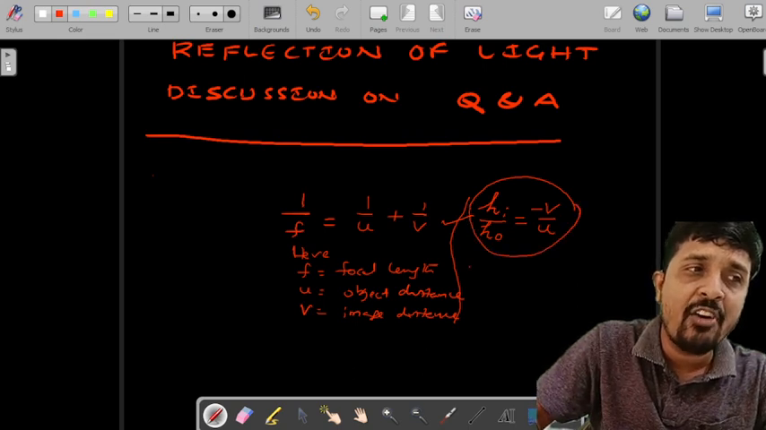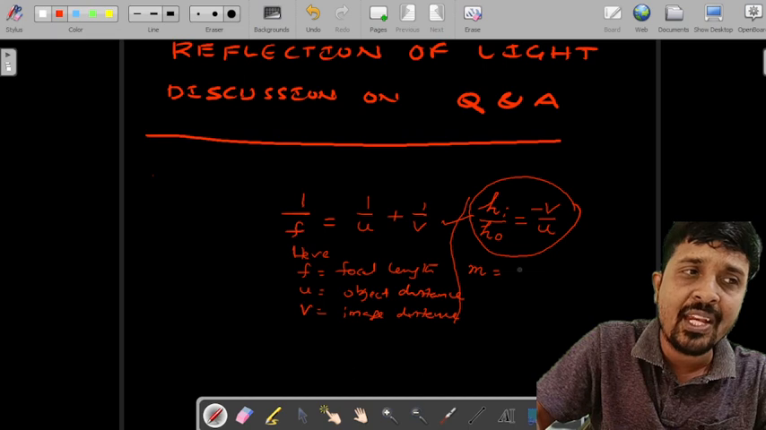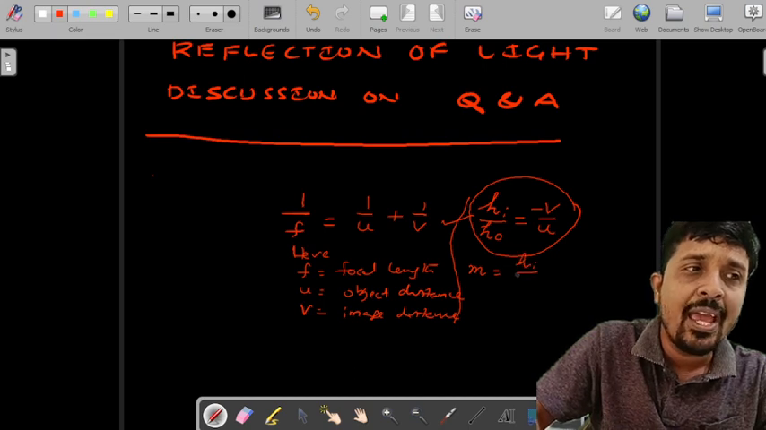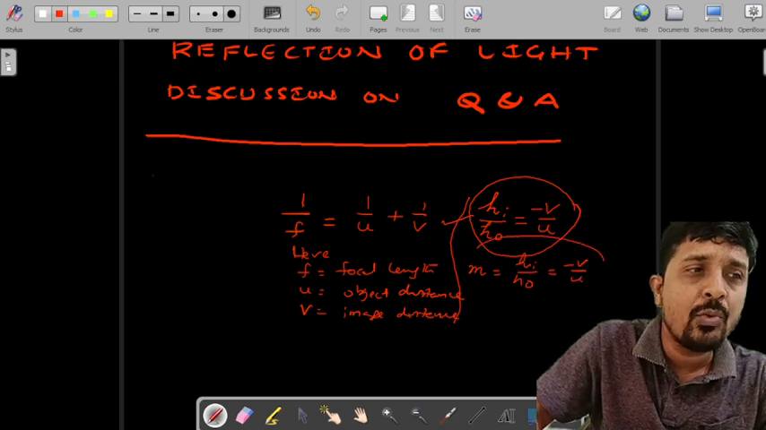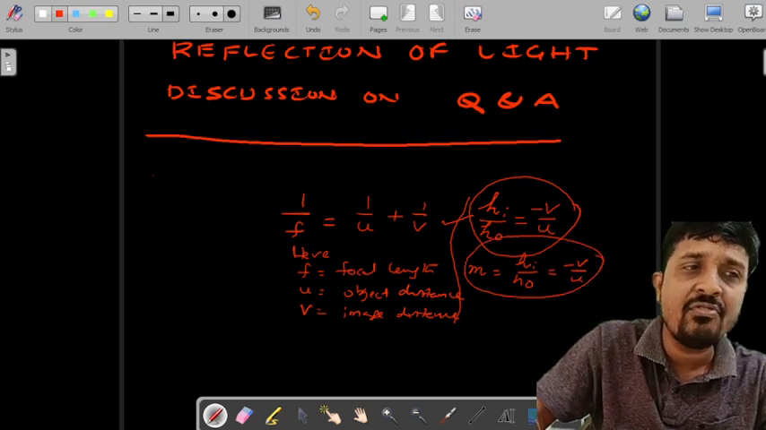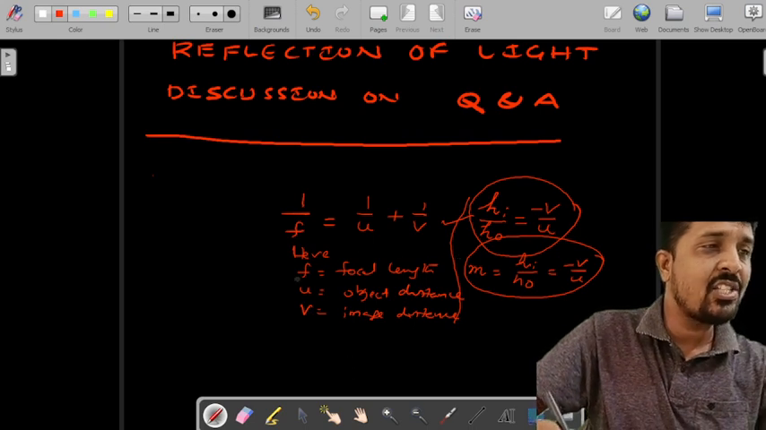So we can write the formula as m, which stands for magnification, is equal to hi by ho is equal to minus v by u. This is called the magnification formula. We'll skip to the next one.